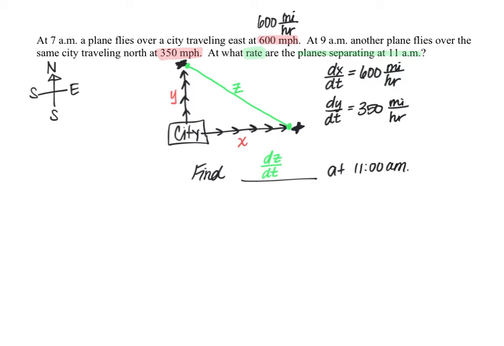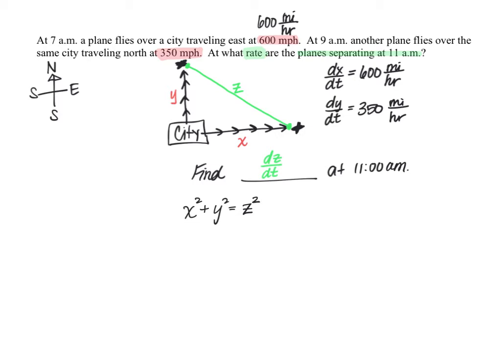So now I want to figure out an equation that relates all of my variables. And I see that I have a right triangle and all three sides of the right triangle are labeled. Therefore, I can use the Pythagorean theorem to relate the three sides of the triangle. So that's going to be x squared plus y squared is equal to z squared.